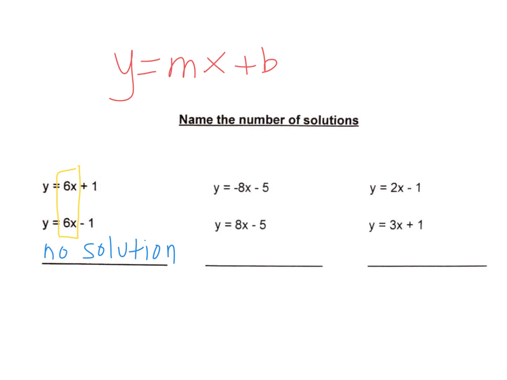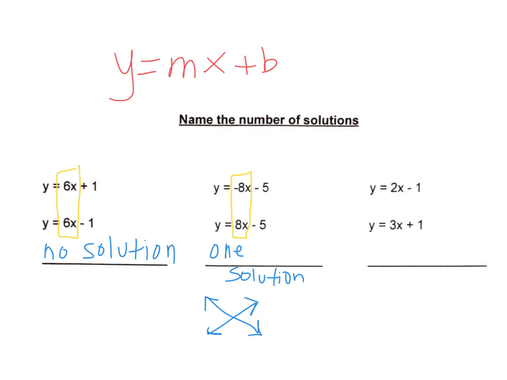Okay, examining the next set, I'm looking at the slope, -8 and +8. The slopes are different, but the intercepts are the same. But the slopes are different. When the slopes are different, they would eventually cross. So this would be one solution. They would intersect. Think about it. The first line is a negative slope, so that would be decreasing or going down on a graph. And the second line is a positive slope, so eventually they would cross.